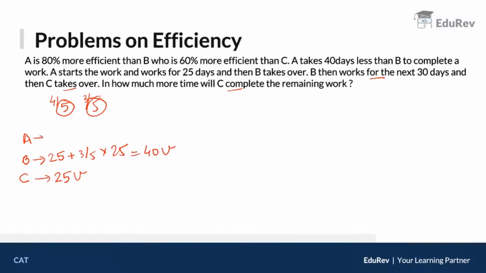Now A is 80% more efficient than B. So A will do 40 units plus 80% more of 40 units. So that means it is going to do 72 units. So this is the work done in one day. Now what are they saying? A starts the work, works for 25 days.